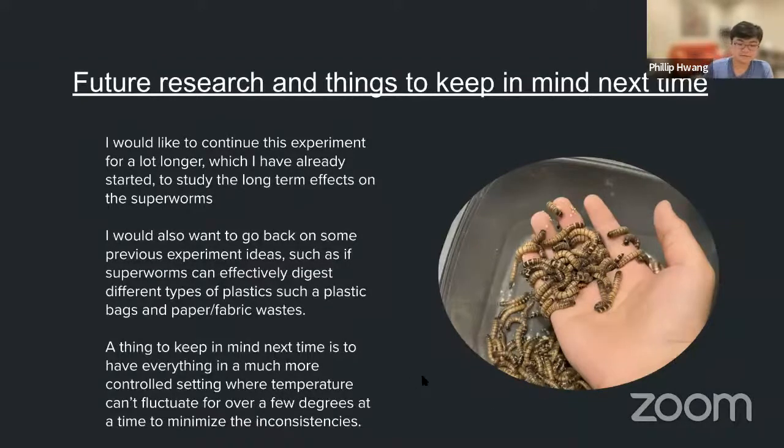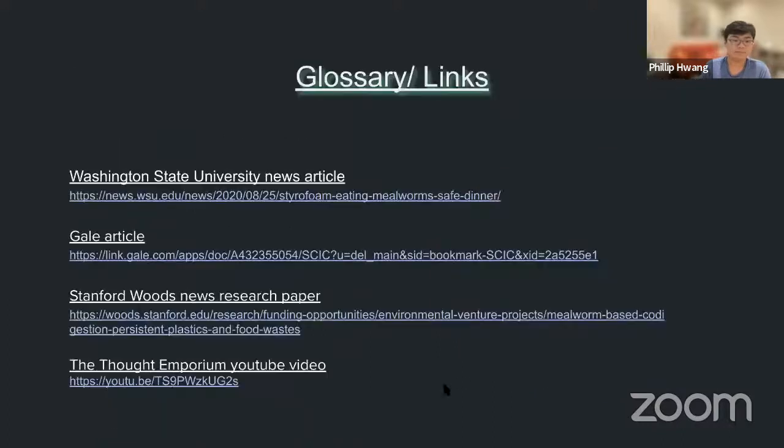And another thing to keep in mind is just to maximize the controlled settings, because even though they were basically right next to each other, there was a couple degrees difference between them, and that might have affected it. So these are my glossary links, and I am finished. Thank you for listening.